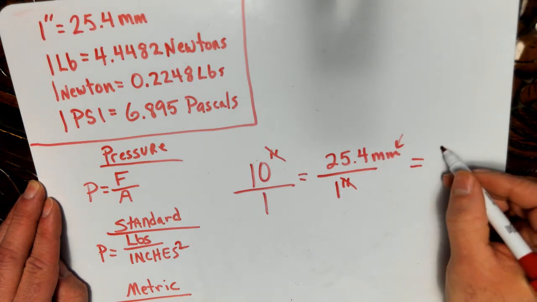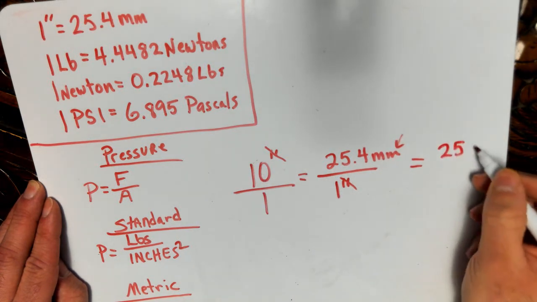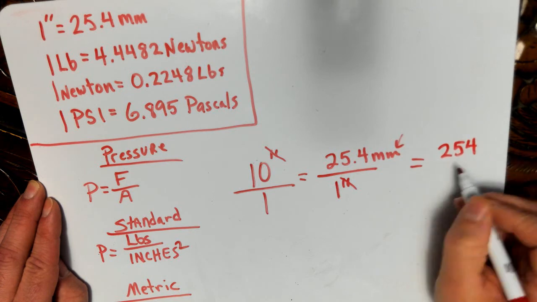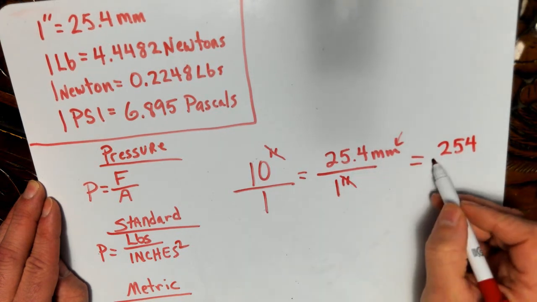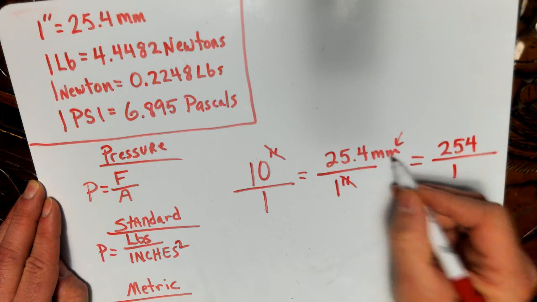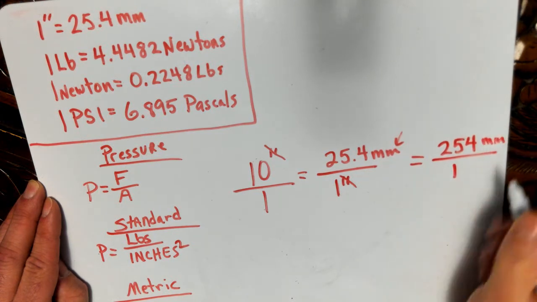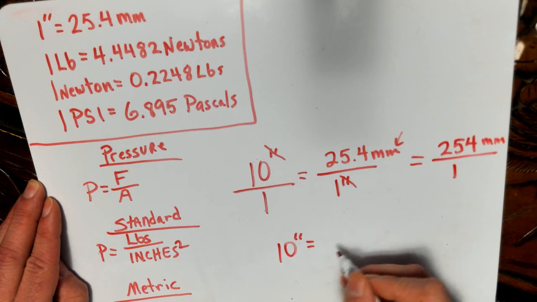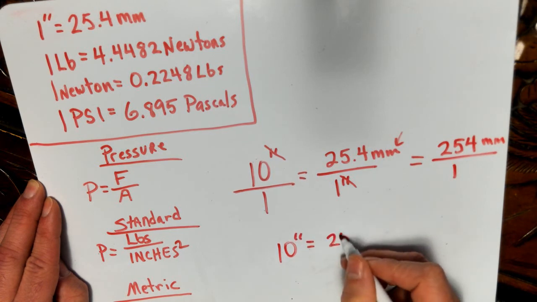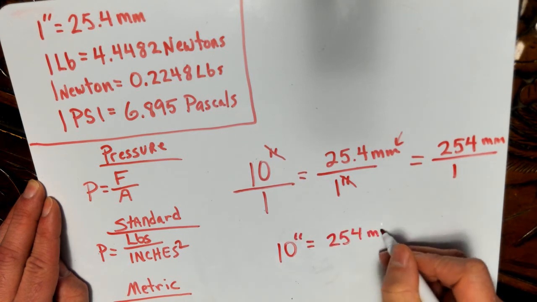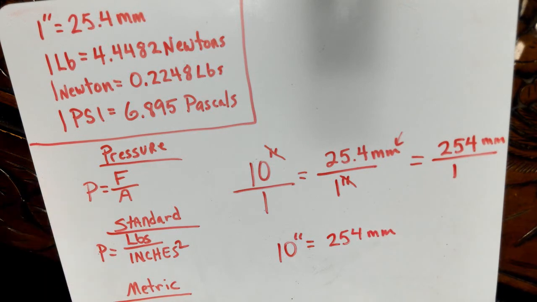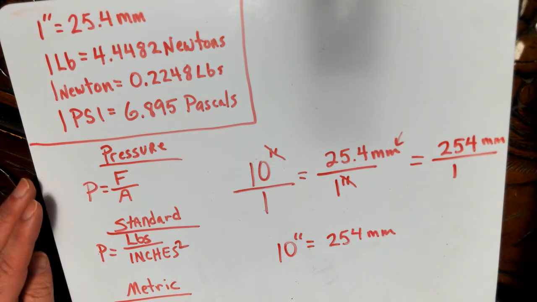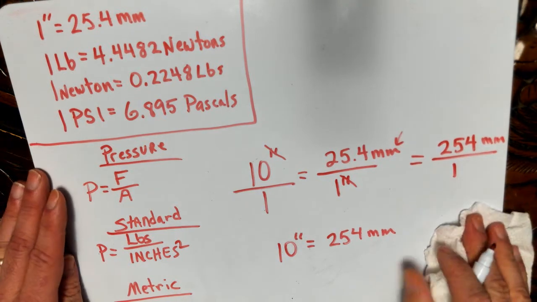That would be 254. All right. And then 1 times 1 is 1. Don't forget to bring that millimeter over, by the way. So 10 inches is equivalent to 254 millimeters. Simple, right? It's not bad. So let's go on here.